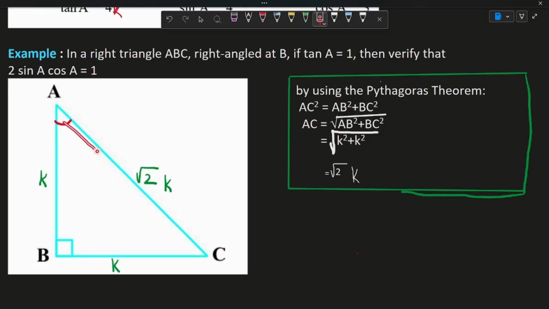From the Pythagoras theorem, we have to find out the hypotenuse. We know that hypotenuse square equal to opposite square plus adjacent square. By solving, it will become square root 2k. So, by the Pythagoras theorem, we found the hypotenuse. Now, we know what is opposite side, what is adjacent side, what is the hypotenuse. From the given data, we have to prove 2 sin A cos A equal to 1. So, to prove, we have to first find out the sin A, later cos A, later we have to substitute.